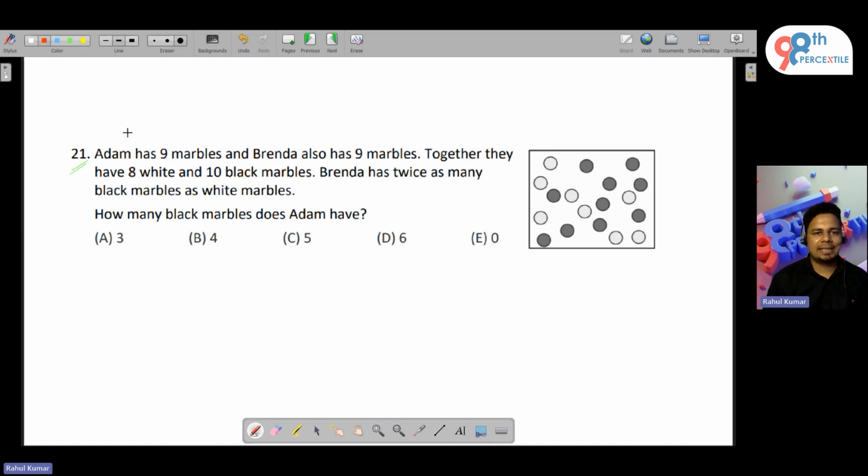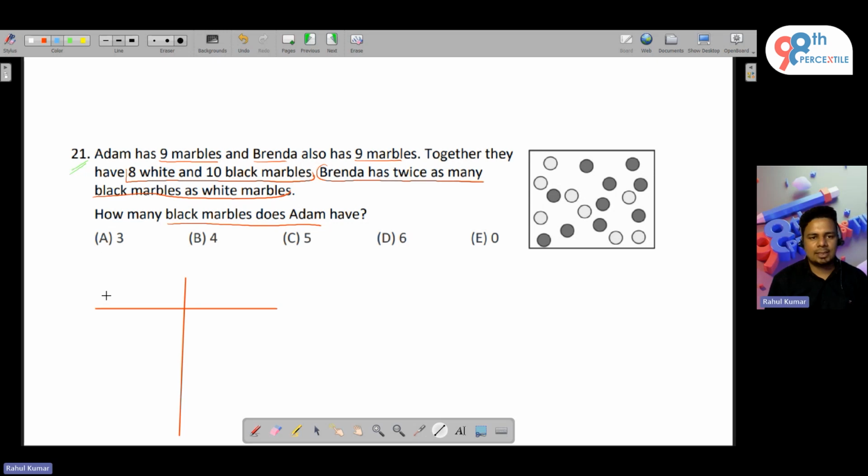Okay, let's first highlight the keywords. Adam has 9 marbles, and Brenda also has 9 marbles. Together they have 8 white and 10 black marbles. Now, this line is really important: Brenda has twice as many black marbles as white marbles. We need to find how many black marbles Adam has. So what we can do is make a table here.